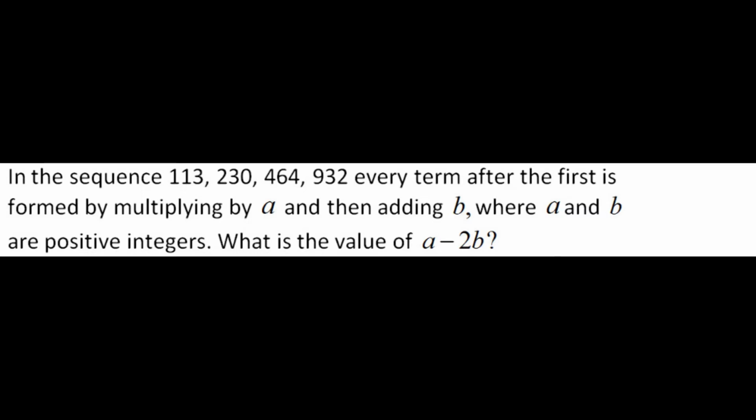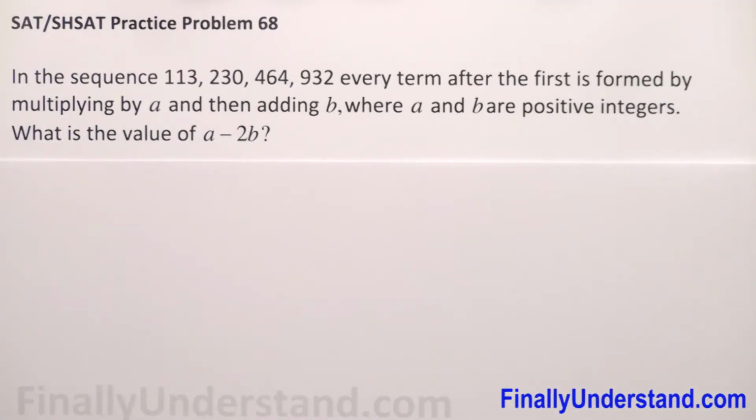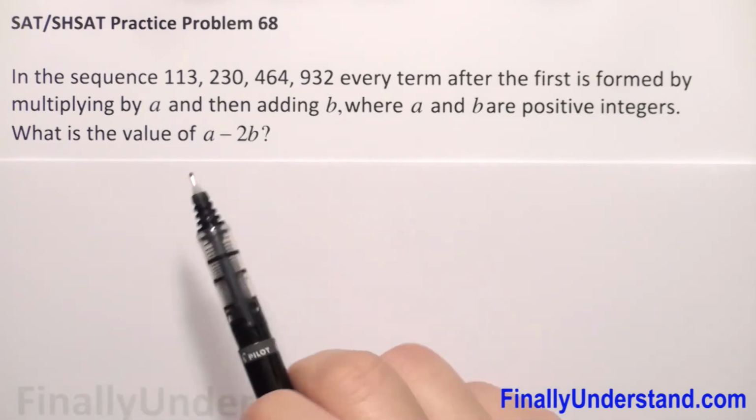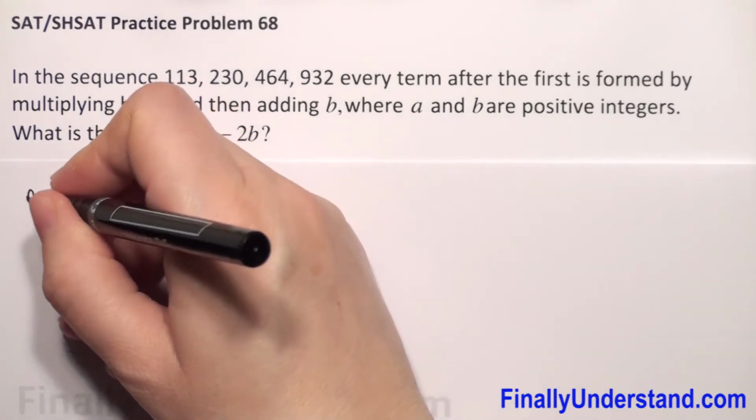In the sequence 1, 13, 2, 30, 4, 64, 9, 32, every term after the first is formed by multiplying by a and then adding b, where a and b are positive integers. What is the value of a minus 2b? So to find the value of a minus 2b, we need to find the variables a and b.